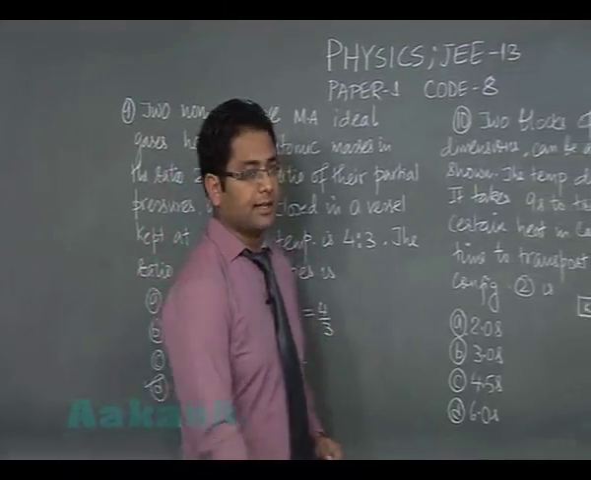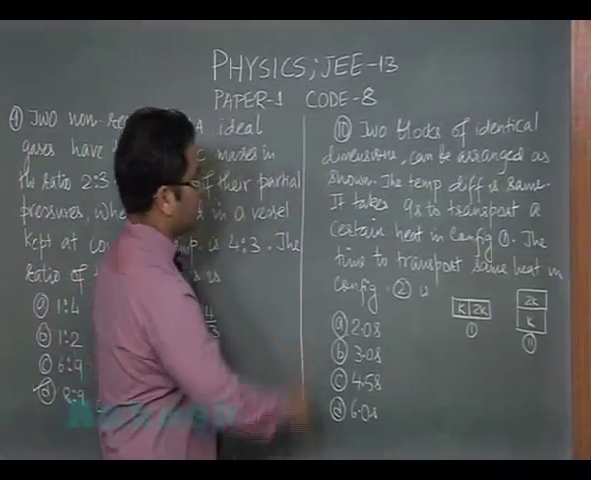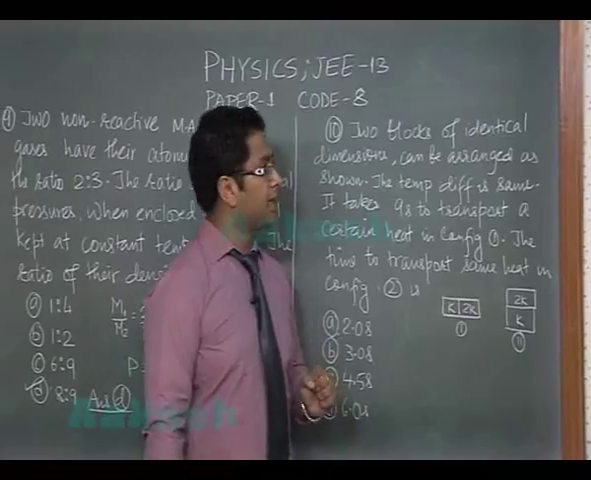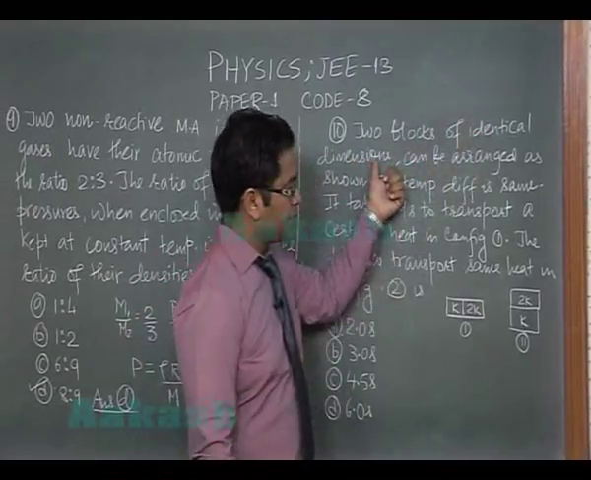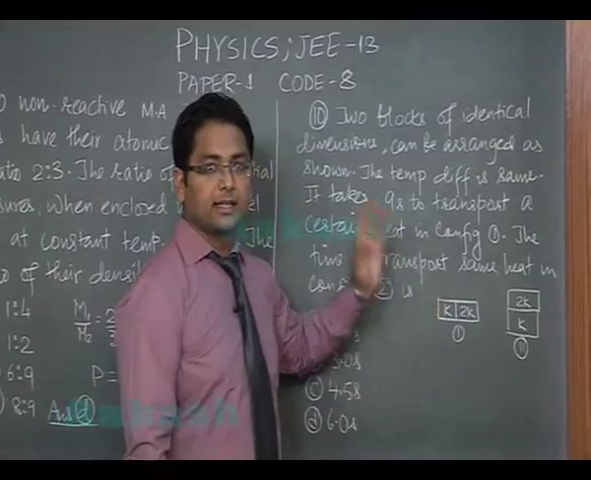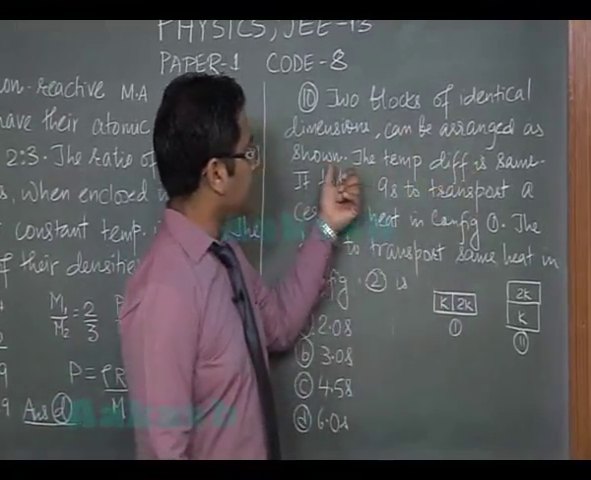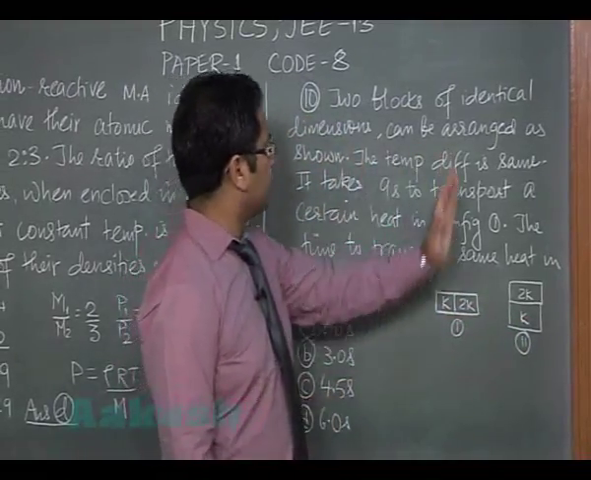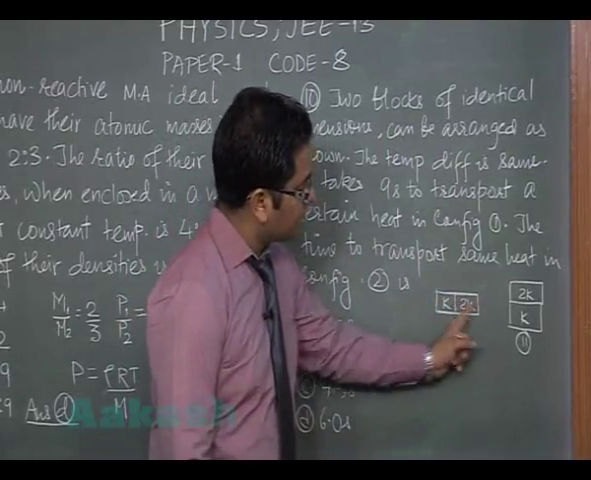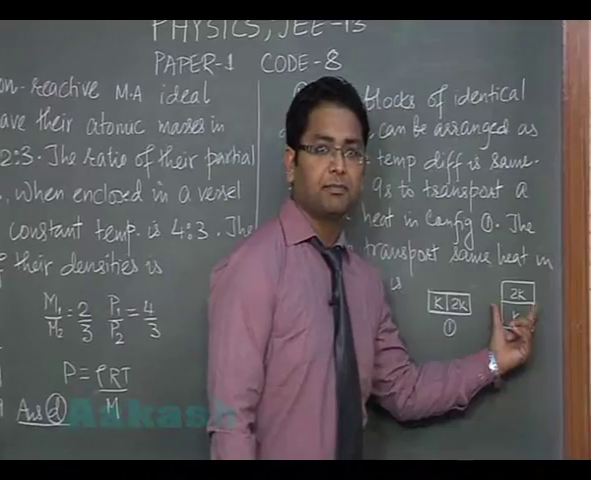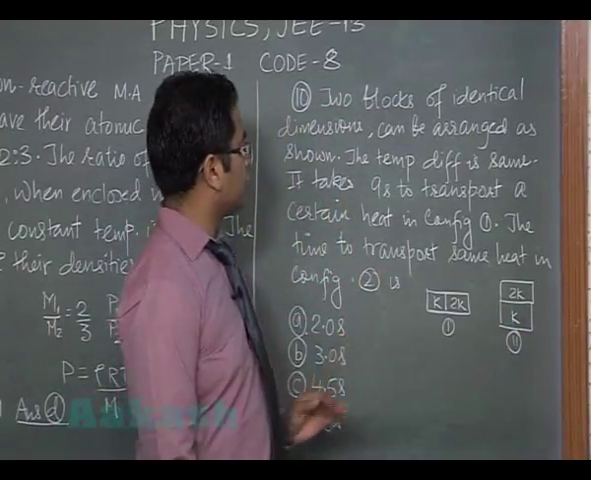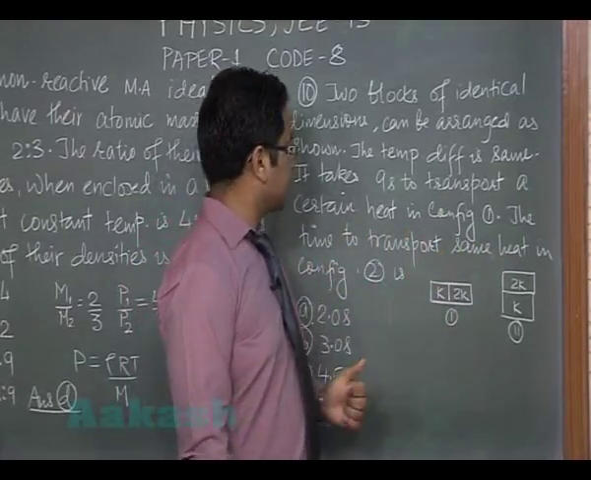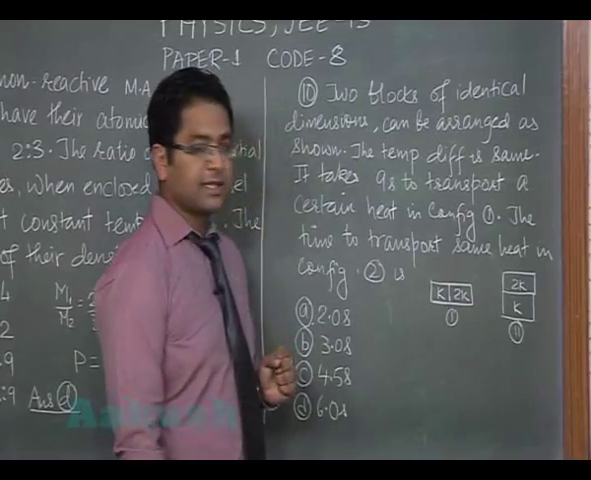Alright then, let's go for question number 10. This has been framed from heat transfer, and the question of conduction has been made here. Two blocks of identical dimension, this and this having same length, same cross-sectional area, can be arranged as shown, which is configuration 1, configuration 2. The temperature difference is same, means the temperature difference between these two ends and these two ends, that's same. It takes 9 seconds to transport a certain heat in configuration 1. The time to transport the same heat in configuration 2, that has been asked.